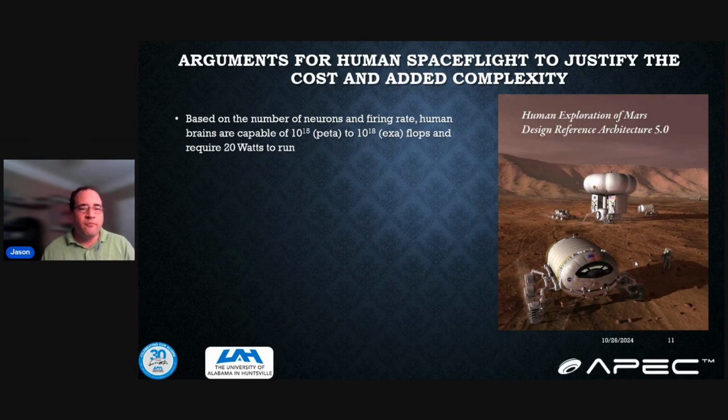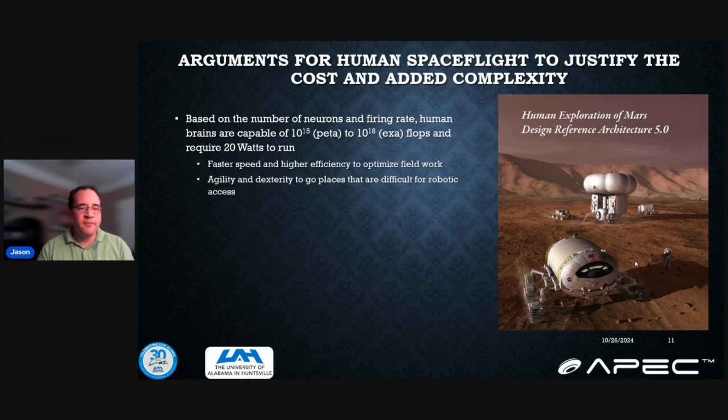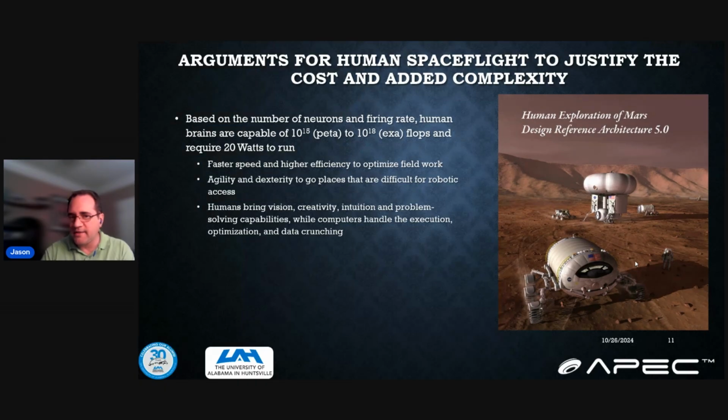So based on numbers of neurons and firing rate, human brains are capable of something of the order of 10 to the 15 to 10 to the 18 flops, floating point operations. And they only require about 20 watts to run. So we don't have computers that can really do that. And that gives us faster speed and higher efficiency. We also have hands, so that we have agility and dexterity to go places that are kind of difficult for robotic access. But I'm not saying that we get rid of robots or we get rid of computers at all.